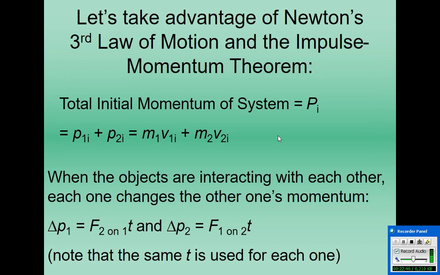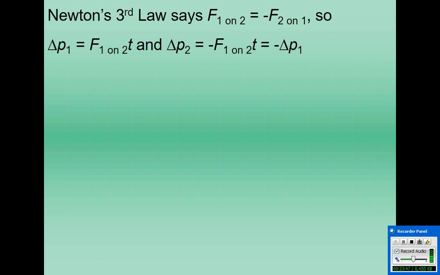Making a substitution, I can say that the change in object 1's momentum is equal to the force of object 2 on object 1 times time. The change in object 2's momentum is minus the force of 1 on 2 times time. What I'm trying to get at is that the change in momentum of object 2 is minus the change in momentum of object 1. They have the same magnitude for the change in momentum because they have the same magnitude of force acting on each of them over the same duration, but opposite signs because one of them is getting pushed to the left and the other is getting pushed to the right.